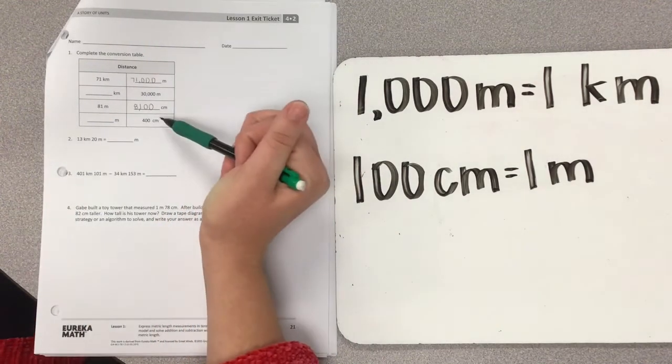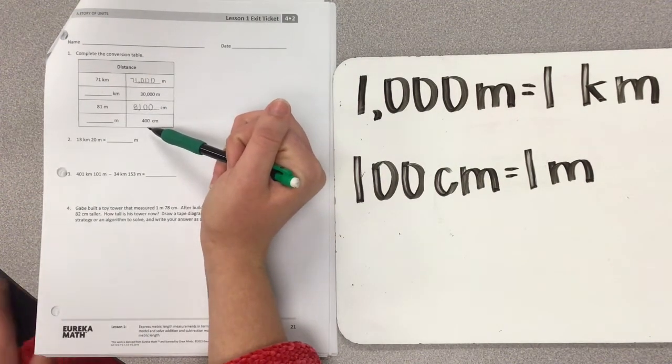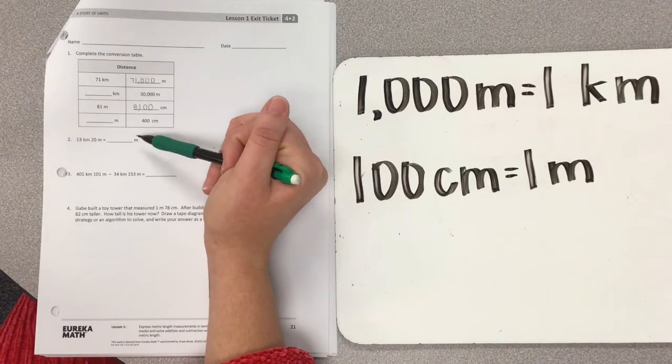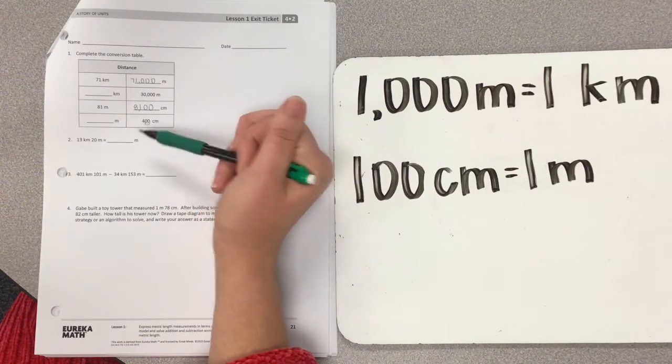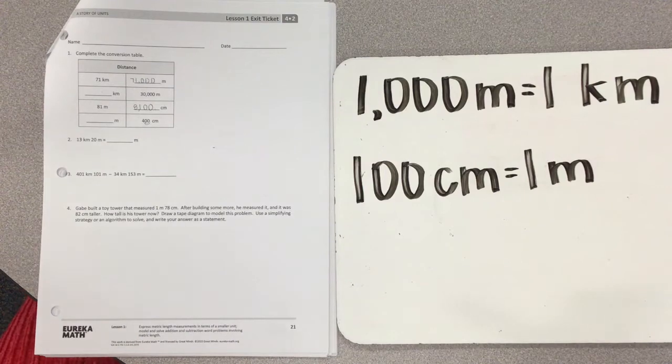So now it's your turn to think backwards. If I have 400 centimeters and I divided by 100, if I took those 2 zeros at the end of my number away, how many meters would I have instead?